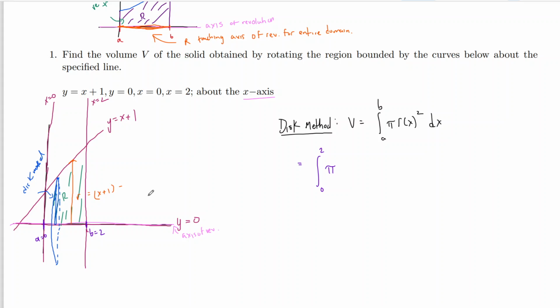And the bottom one is y equals 0. So it's top minus bottom. And we can kind of see why that would make sense.